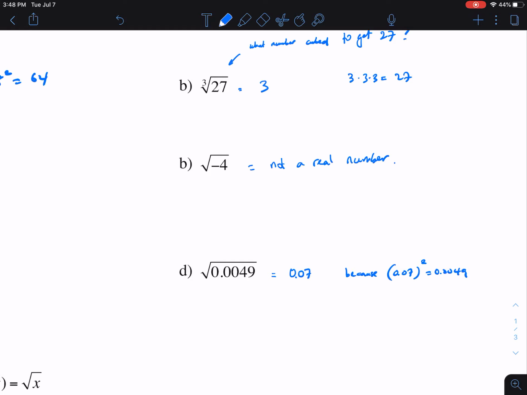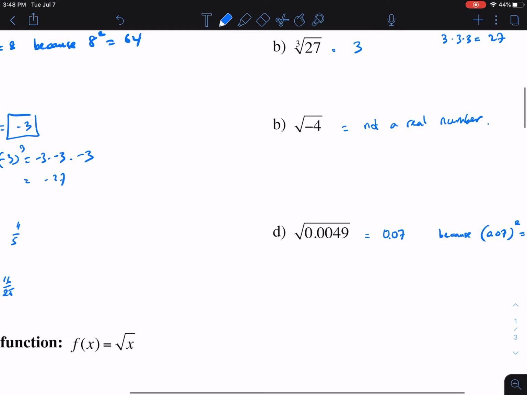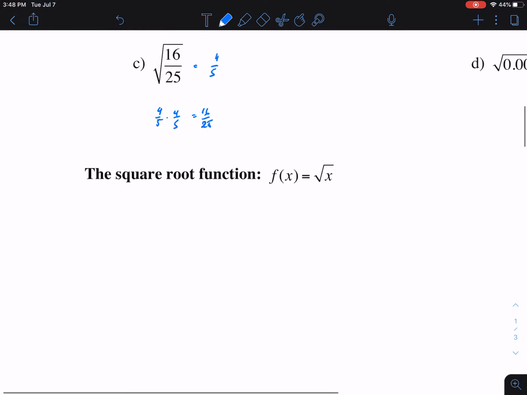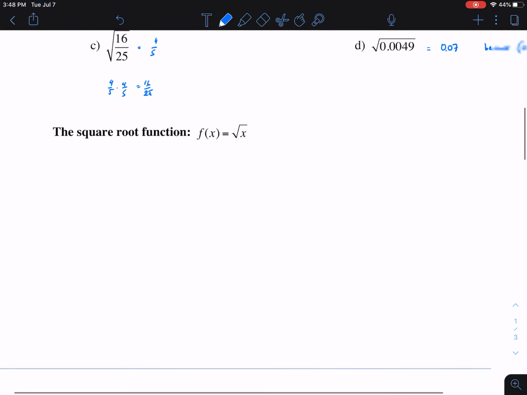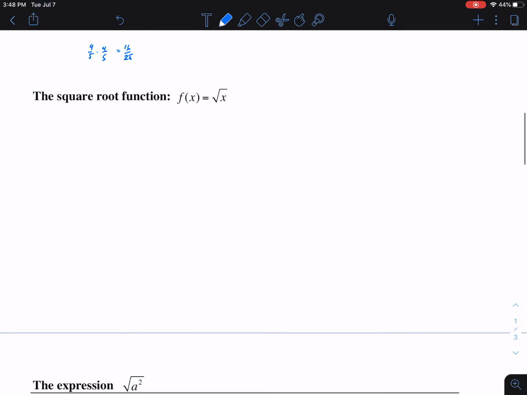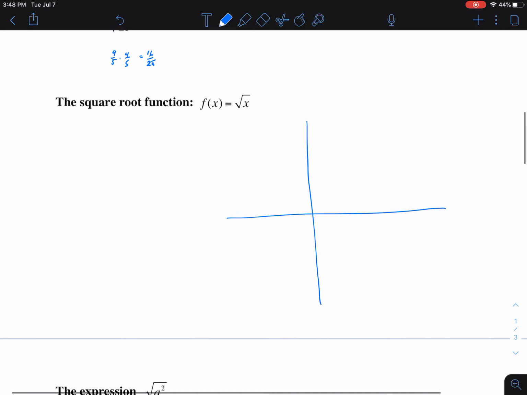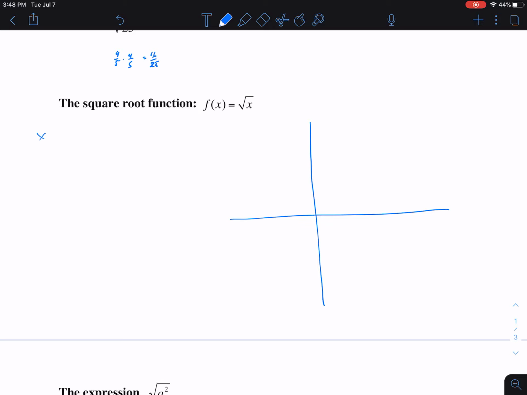Okay. We soon learn how to simplify this when we learn about complex numbers. The square root function. So let's talk about the square root function just a little bit. Again, suppose we don't know what the graph looks like. I'm just going to go ahead and do an XY table plot to see what the graph may look like.